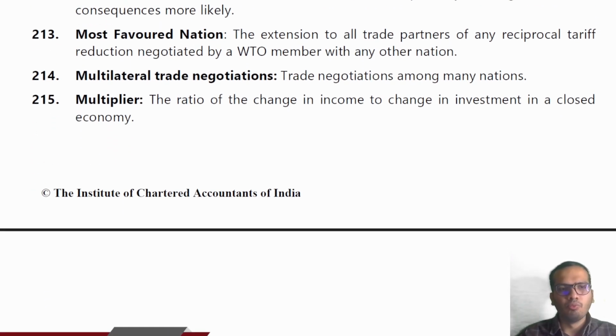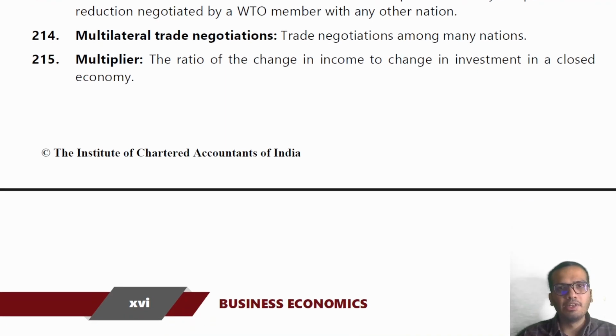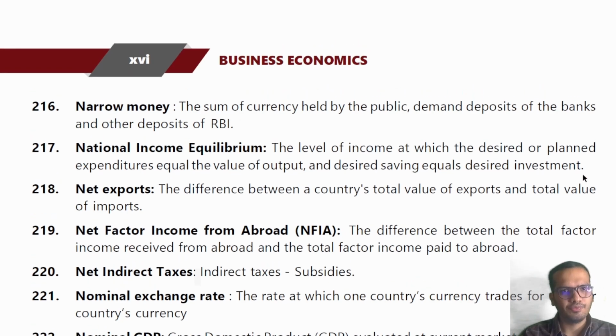Then we have most favored nation. So the extension to all trade partners of any reciprocal tariff reduction negotiated by a WTO member with any other nation. Then multilateral trade negotiations. So trade negotiations among many nations, multilateral, multiple parties. We have then multiplier, the ratio of the change in income to change in investment in a closed economy. That is number 215.